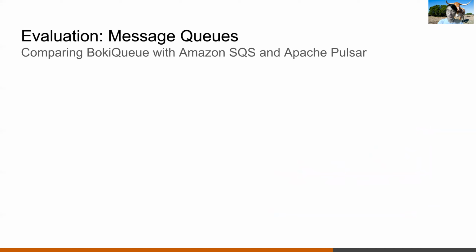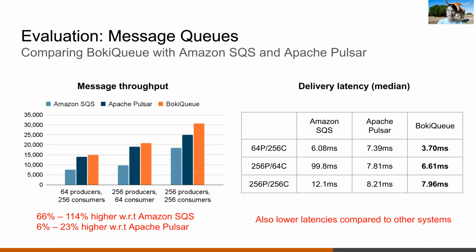We then evaluate BokiQueue. We compare BokiQueue with Amazon Simple Queue Service and Apache Pulsar. We test with various setups of producer-consumer functions. For message throughput, in every setup, BokiQueue has higher message throughput. Also, in all the tested setups, BokiQueue has the lowest message delivery latency.